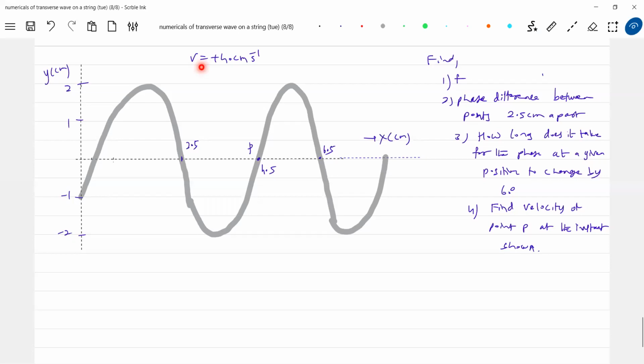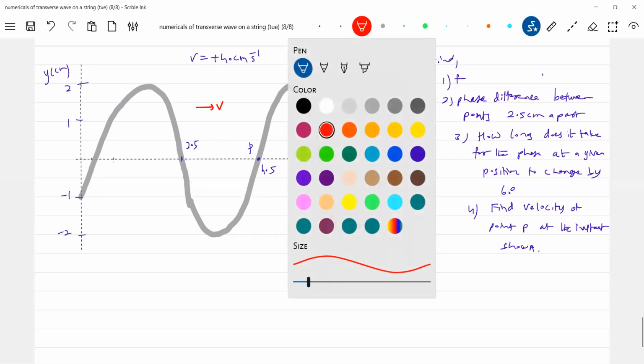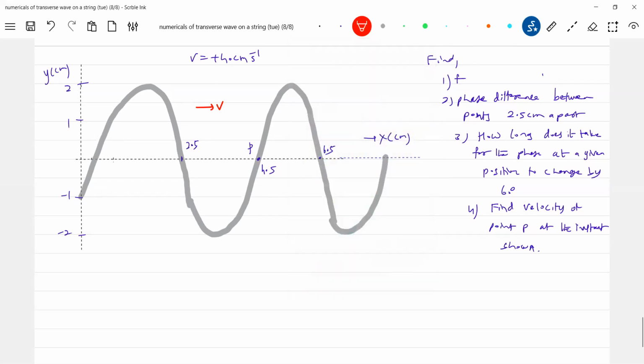So what do you mean by wave speed? This is 40 centimeter per second, plus 40. What does it mean? The wave is propagating along the positive x-axis. How will the various points on a rope be moving? So they should be moving up.